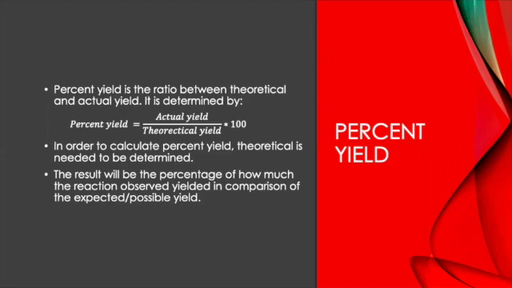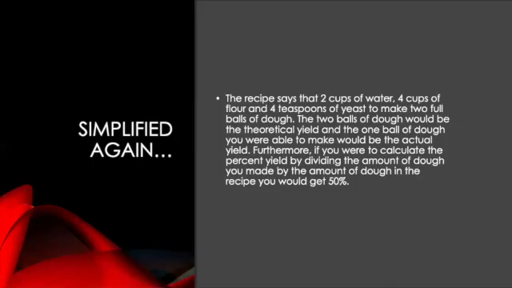So percent yield. Percent yield is the ratio between the theoretical and actual yield. It's determined by dividing the actual yield by the theoretical yield and multiplying by 100. In order to calculate percent yield, the theoretical yield needs to be determined. The result will be the percentage of how much the reaction observed yielded in comparison to the expected/possible yield.